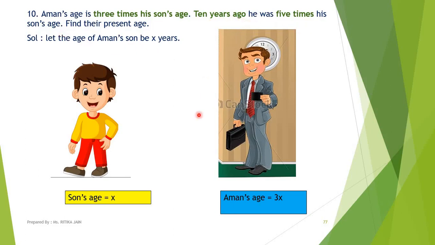Now here you have to remember this thing, that when we write the equation for 10 years ago, we have to write the equation for Aman as well as for his son. So 10 years ago the age of Aman will be 3x minus 10. Yes, and it was 5 times, 5 into the age of his son. So what would be the age of his son 10 years ago? x minus 10, because x is the present age of the son. So 10 years ago his age was x minus 10. So this is the required equation.